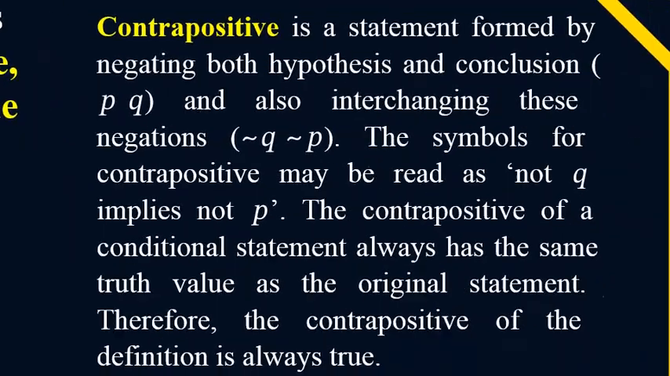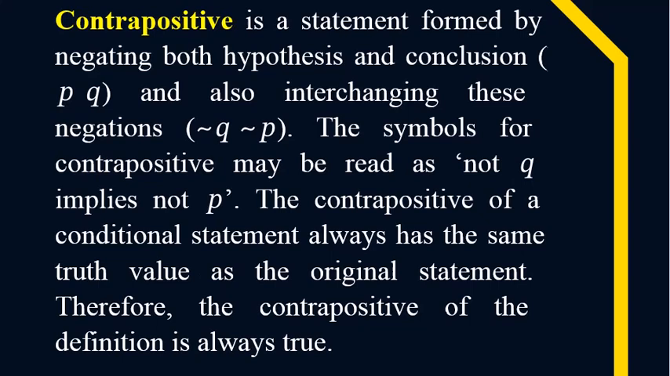The contrapositive is a statement formed by negating both the hypothesis and the conclusion, P and Q, and also interchanging them. We have: if not Q, then not P. The symbol for the contrapositive is read as not Q implies not P. The contrapositive of a conditional statement always has the same truth value as the original statement. Therefore, the contrapositive of a definition is always true.